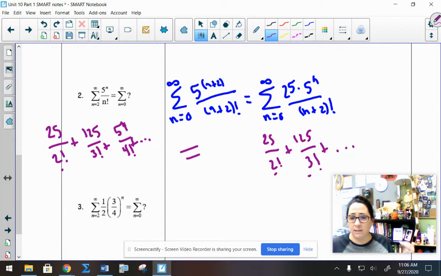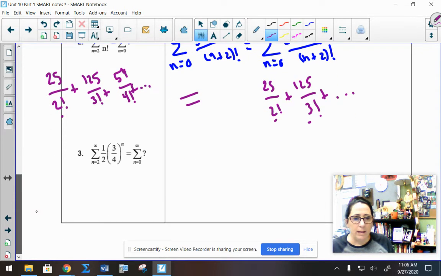But those are equal. Okay, and try that last one and see if you can get it to the right thing to match this. That's a 9 over 32 times 3/4 to the n. I promise I'm going to get better at this as we go. Okay? If you don't get that, ask me in class.